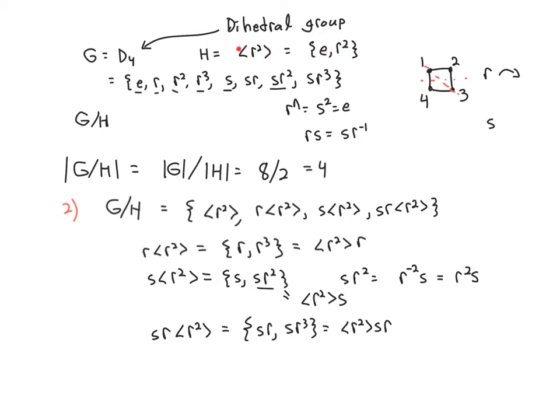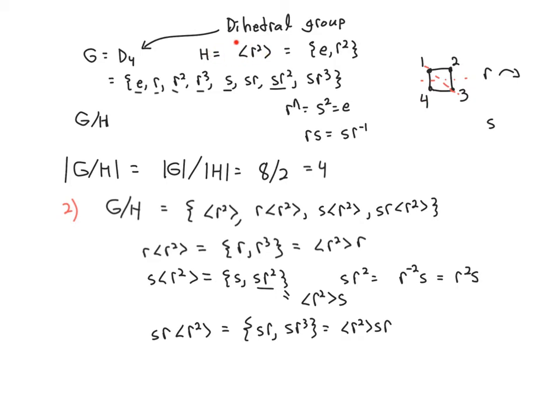Remember, angle brackets, element is a set, not an element. So this is a subgroup. Now remember, D4 is the dihedral group. Here are the elements of D4. Here are the four rotations, 90 degrees, 180 degrees, 270. And here are the four reflections. Here are the relations in the group again. And we're talking about the symmetry group of a square.